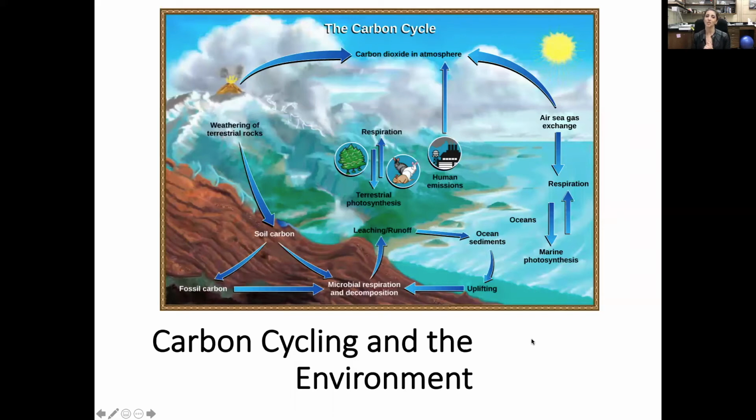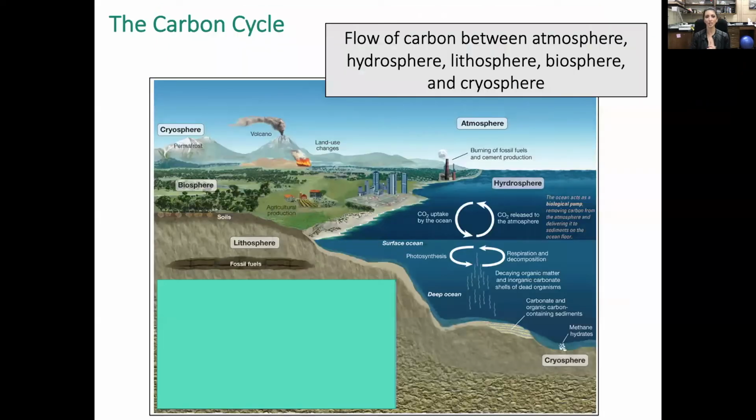Our final lecture is going to focus on the carbon cycle and the environment. So first, what are the different components of the carbon cycle? The carbon cycle is one of the many cycles that characterize Earth systems, but we're going to focus on the carbon cycle because it has massive impacts in all of Earth's spheres.